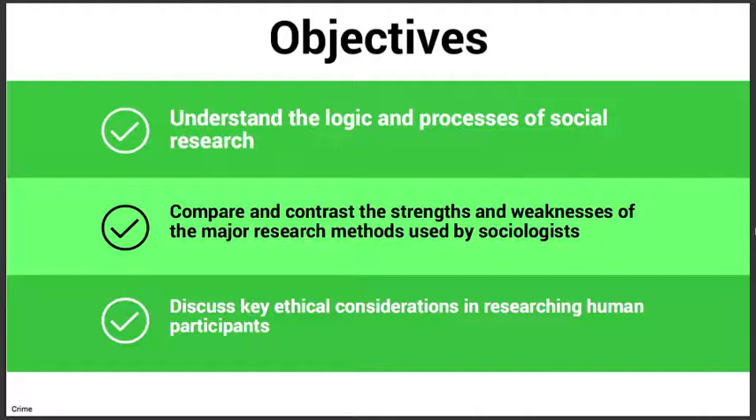Finally, discuss key ethical considerations in researching human participants. Any research that involves humans, whether it's medical research, like a trial for an experimental drug, or research about victims of domestic violence, or whatever the topic may be. When you're doing research that involves humans who are active participants in that research, or subjects, as they're sometimes called, there are always issues with ethics and protecting those people as you go throughout the research process. So we'll talk more about those at the end.